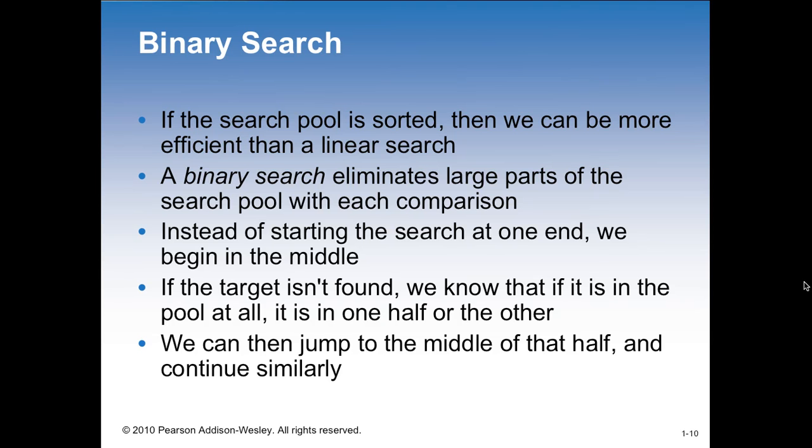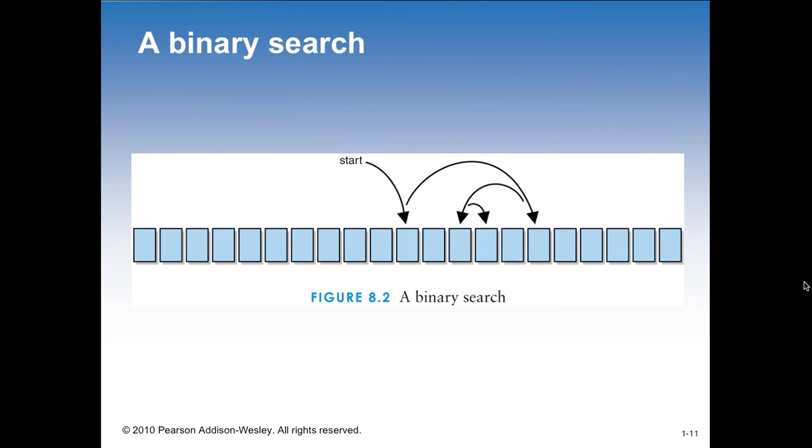So instead of starting at one end and moving to the middle, we start in the middle and we move to the outer ends. If the target isn't found, we know that it is not in that half of the pool at all, and so we can look at the other half of the pool. It's binary, meaning it's two. We split the list in half, then we split the list in half again, then we split the list in half again to divide it out. So we can jump to the middle of that half, and then continue similarly with another half.